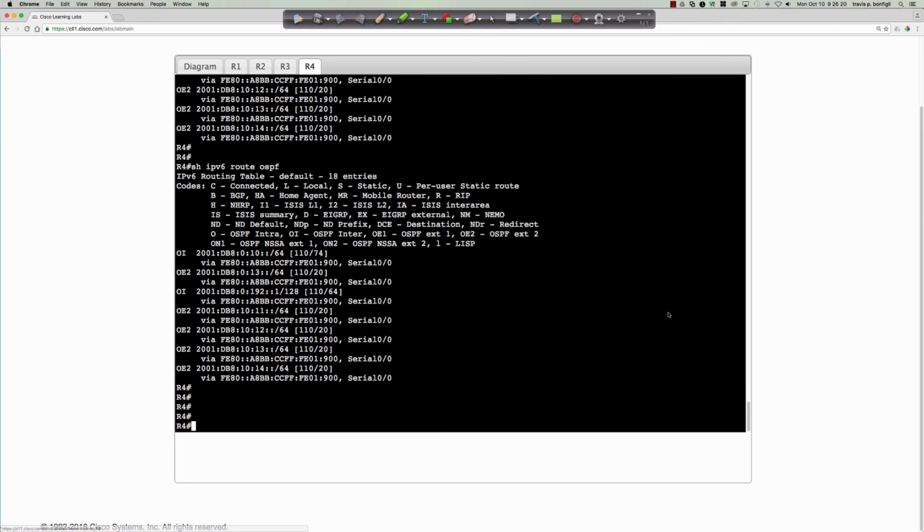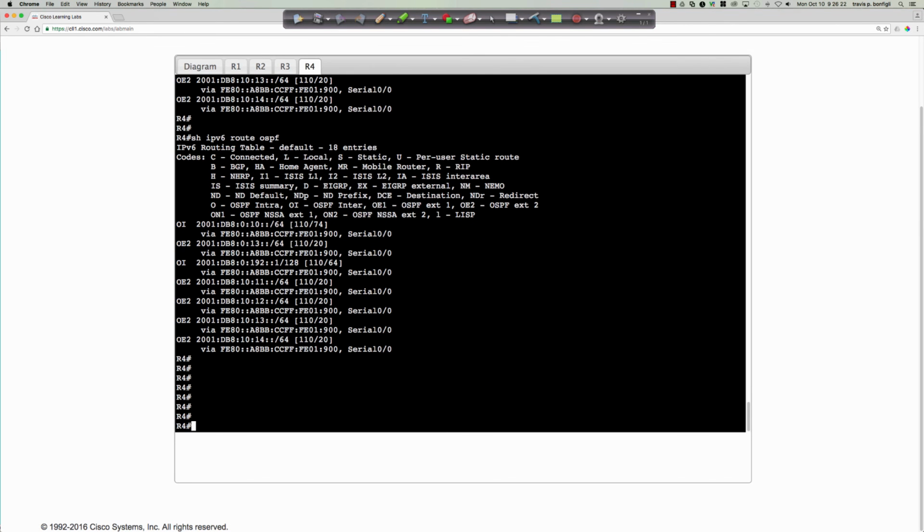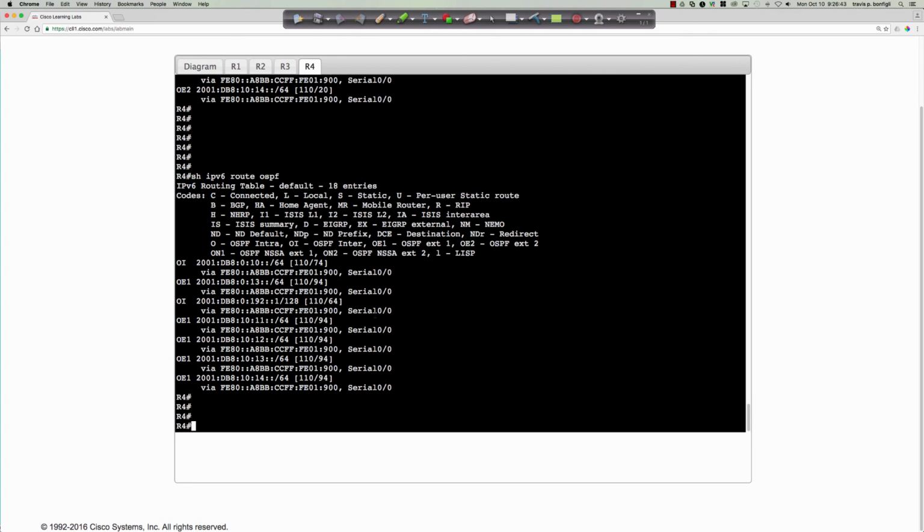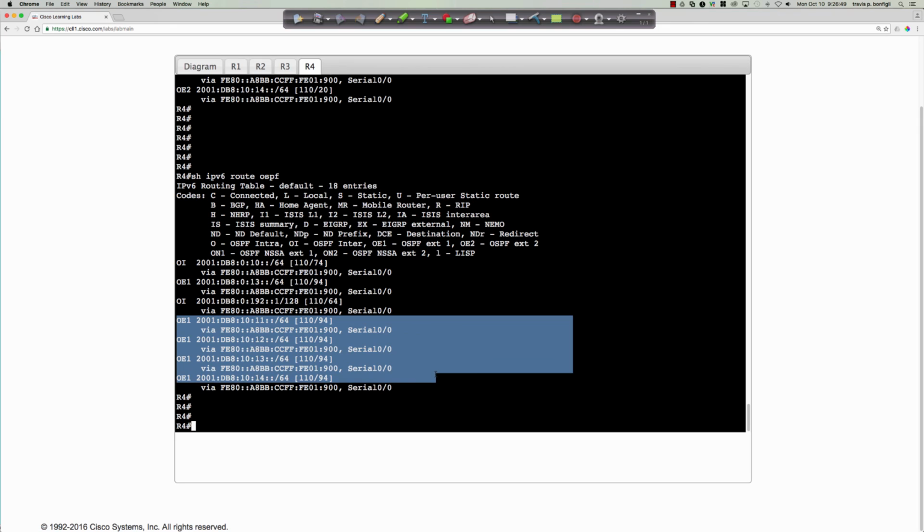We come back over here to router 4. Now we should see a different metric, because it's going to be the seed metric in addition to the cost of each of the outgoing interfaces to get to router 4. Because remember, router 4 is the router we're on. We're going to look at things from the point of view of router 4. And here we go. You can see that for all those loopbacks, they're now OE1s.